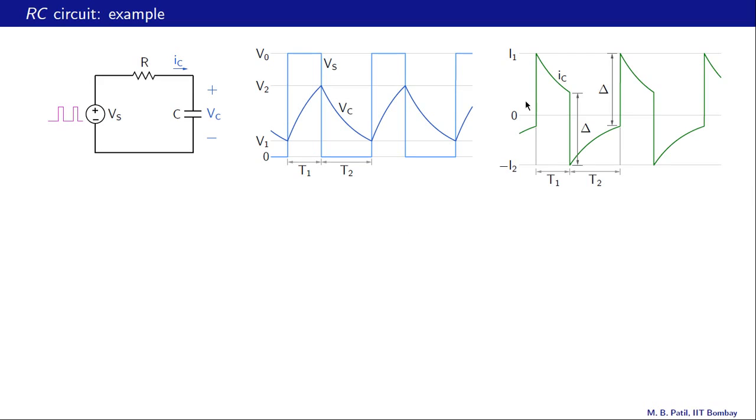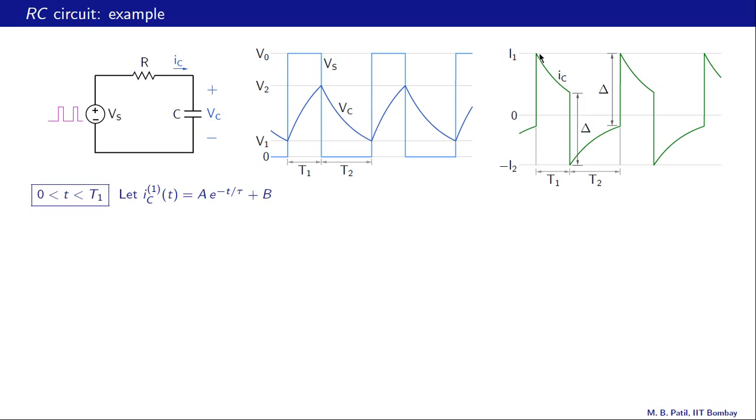Let us begin with IC in the T1 phase, this part, and let IC be A e raised to minus T by tau plus B, and that is IC in the T1 phase, and that is denoted by this superscript 1 over here. Our job is to find A and B, and for that we need two conditions on the capacitor current. One condition is obvious. At t equal to 0 we have IC equal to I1.